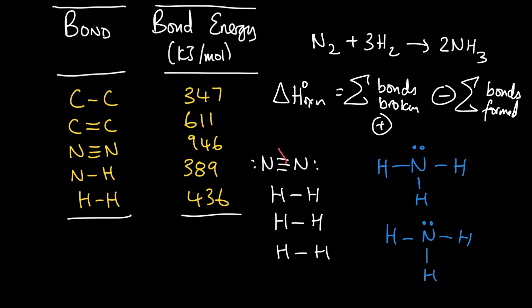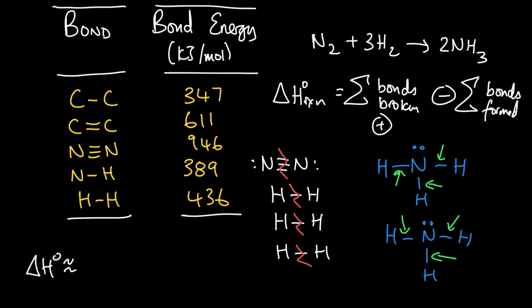So what I have to do is break this one, this one, this one, and this one. And on the other side, I am making this one, this one, this one, this one, this one, and this one. Okay, so I'm going to calculate delta H, and it's actually an approximation. The bond energies are just averages of all the bonds. There are lots of different compounds with an NH bond in them, and so we've just taken the average and averaged it out to 389.